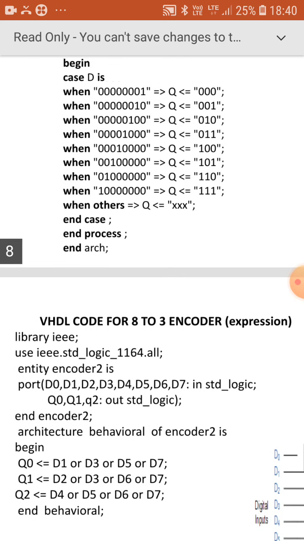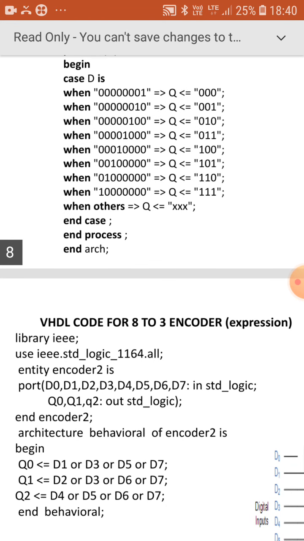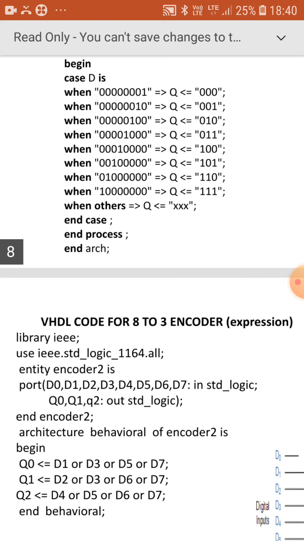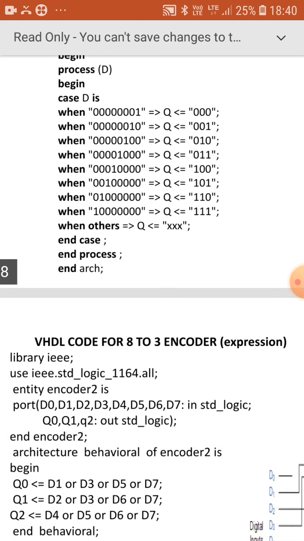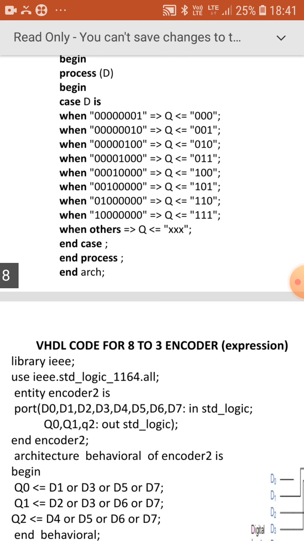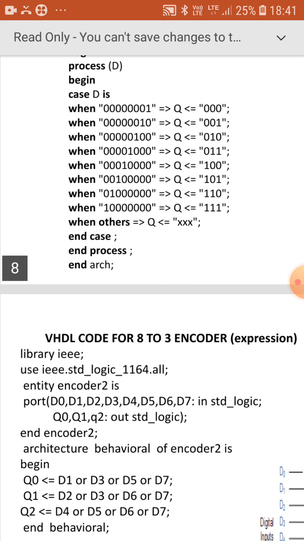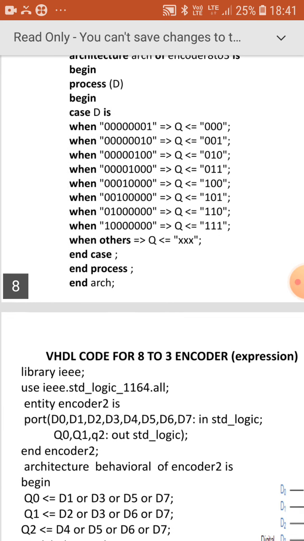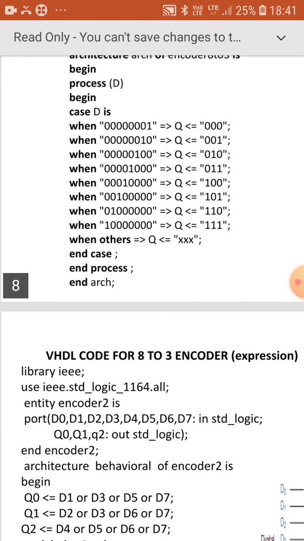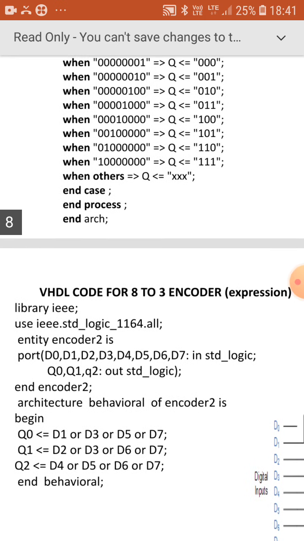Similarly, when D is 10000000, then 111 will be assigned to Q. If D of 7 is equal to 1, then 111 will be assigned to the output Q. If any condition is not satisfied, it comes to when others. So XXX will be assigned to Q.